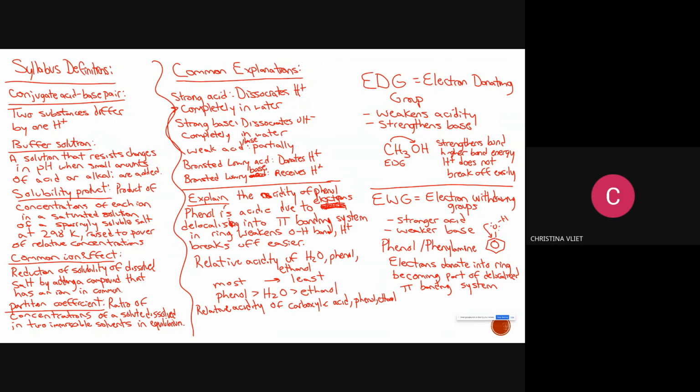What's the most acidic of those three? Which one's more acidic, carboxylic acid or phenol? What do you think? It is carboxylic acid. It's got the double oxygens; the C double bond O is more electron withdrawing than the benzene ring. So carboxylic acid is more acidic than phenol, which is more acidic than ethanol.